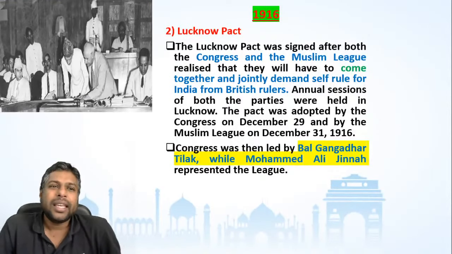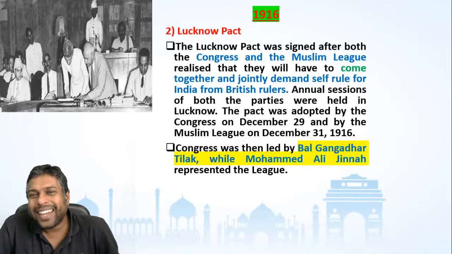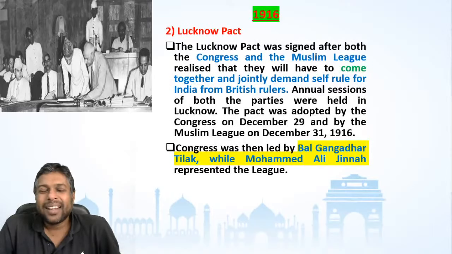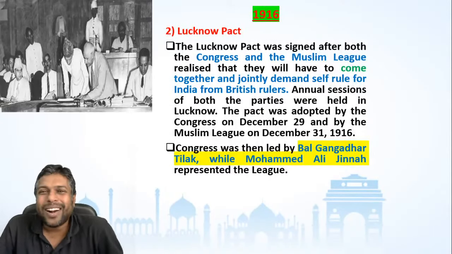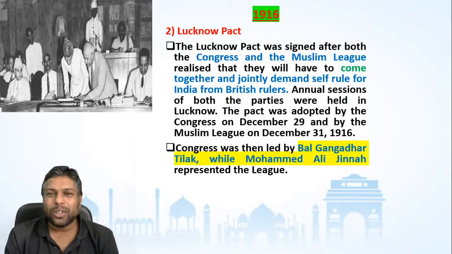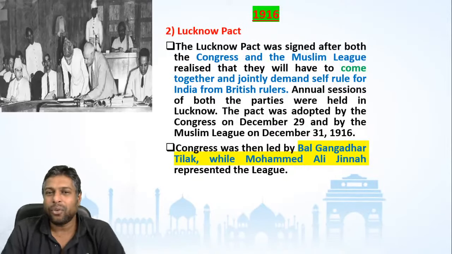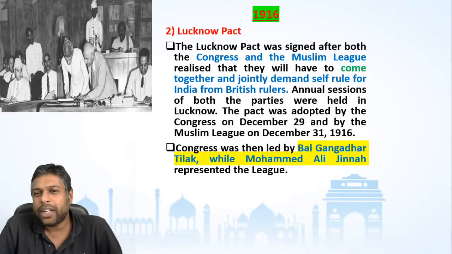1916 is when it all happened in Lucknow, and Lucknow is always close to my heart because that's where I live right now as well. Of course, मैं यहाँ पे जहाँ बैठा हूँ वहाँ तो सिर्फ जंगल हुआ करता था because Gomti Nagar did not exist in 1916. The Lucknow Pact was signed after both the Congress and the Muslim League realized that they will have to come together and jointly demand self-rule for India from British rulers.